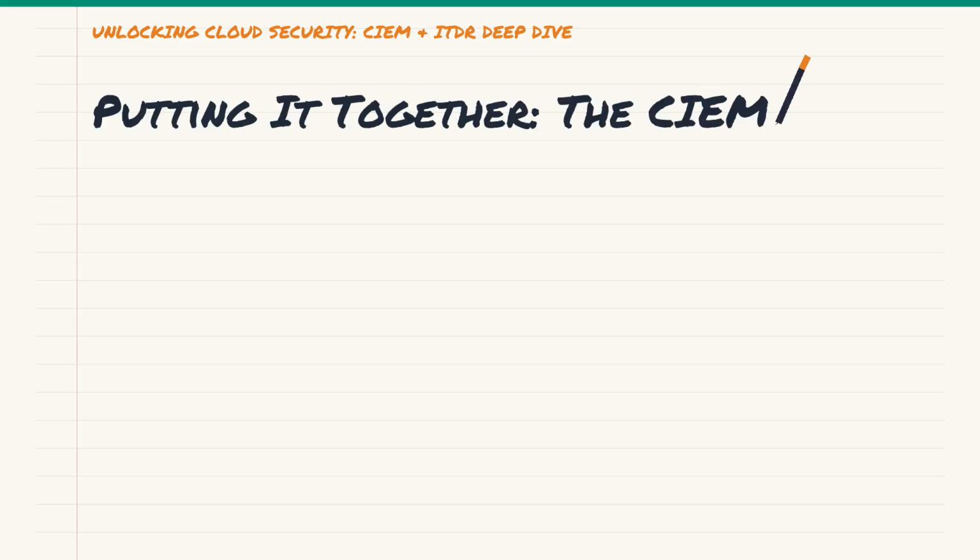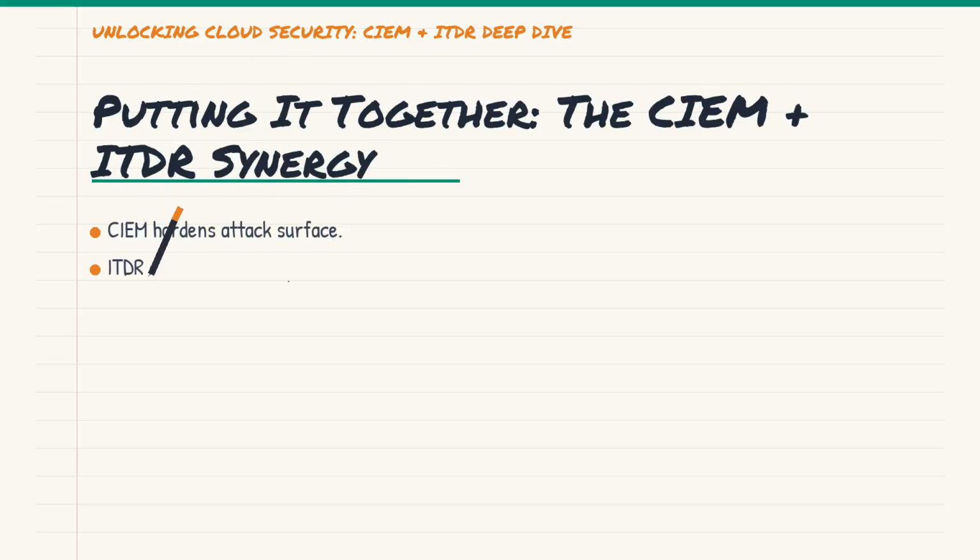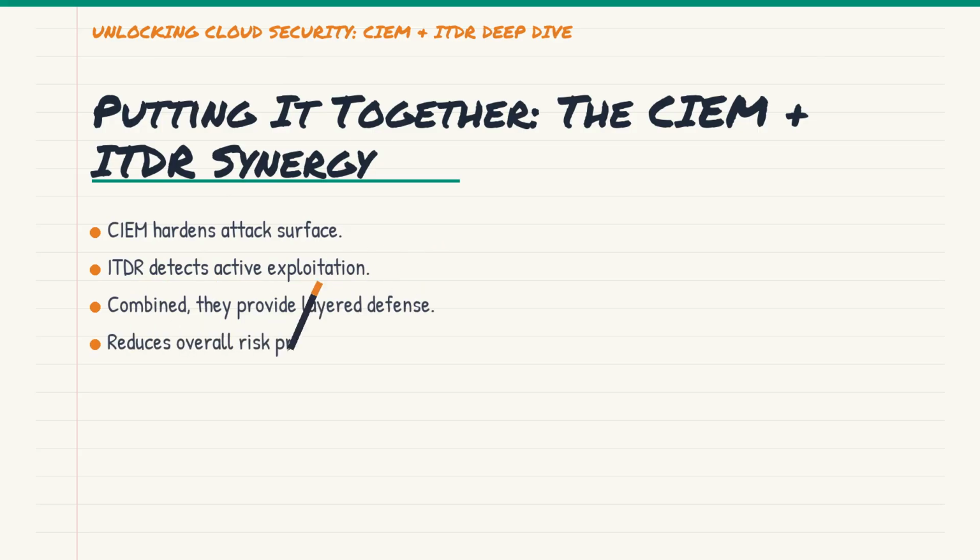So, SIEM finds the doors that are too wide or unlocked, and ITDR watches for people trying to sneak through them or climb over the walls. When you combine them, you get a seriously powerful security posture. Imagine SIEM has already cleaned up a bunch of excessive permissions. Then, ITDR detects a suspicious login attempt that almost succeeded but was blocked because the attacker didn't have MFA set up correctly for that specific resource because SIEM had hardened it.